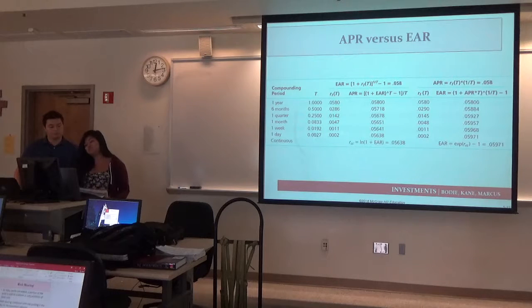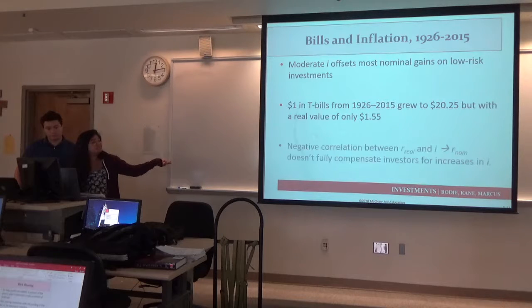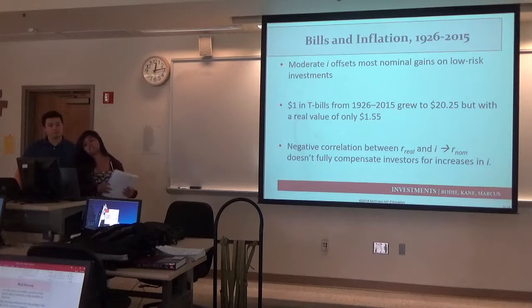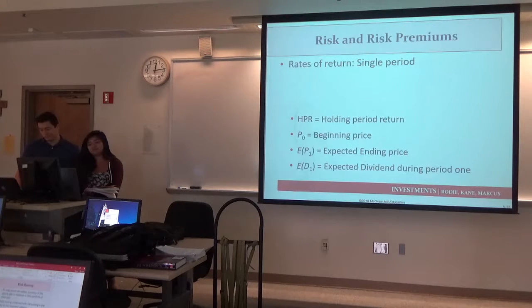This is an example from our textbook. The way to do this is basically you would analyze it, and then you would see that the moderate interest rate offsets most nominal gain on low-risk investments. A $1 in T-bills from 1926 to 2015 grew to $20.25, but with a real value of only $1.55. And then there's a negative correlation between the real interest rate and the nominal interest rate, which doesn't fully compensate investors for increases in the interest rate. And this is the graph.